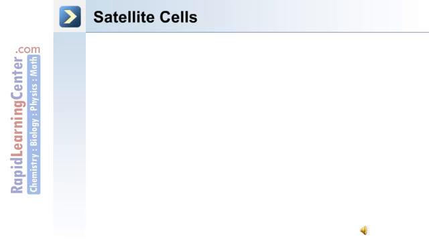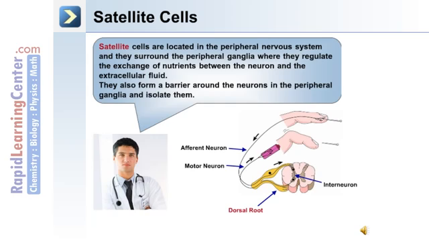The other type of glial cells in the peripheral nervous system are the satellite cells. These are located in the peripheral nervous system and they surround the peripheral ganglia, where they regulate the exchange of nutrients between the neuron and the extracellular fluid. They also form a barrier around the neurons in the peripheral ganglia and isolate them. The following is a clinical note on demyelination.